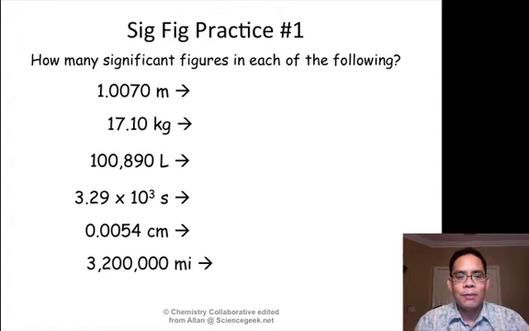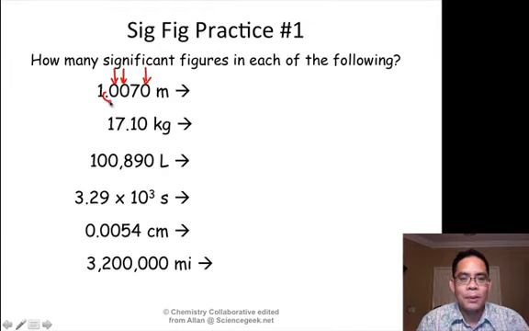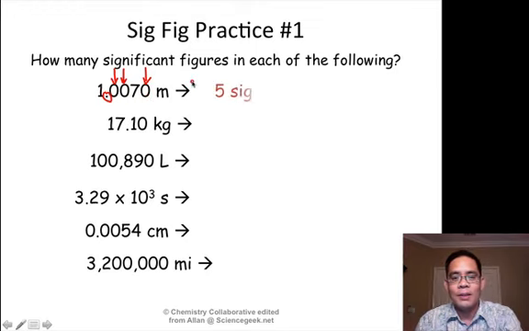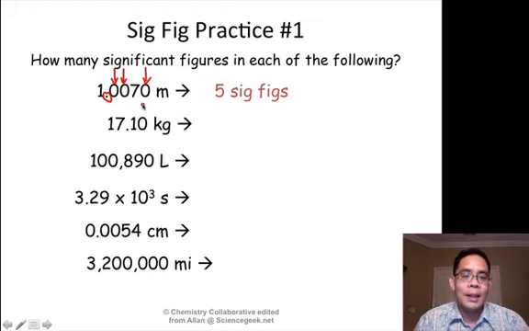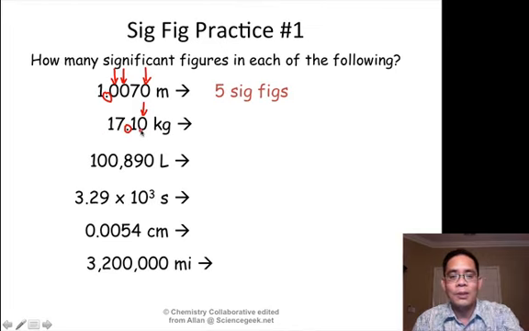So let's look at the very first one. What I see is I have zeros that are captive between the 1 and the 7, and I have a trailing 0, and there is a decimal, which means basically all those zeros count. That means I have 5 sig figs on this one. On the second one, I have again another trailing 0, and again I have a decimal, which means that 0 counts. That means I have 4 sig figs on this one.